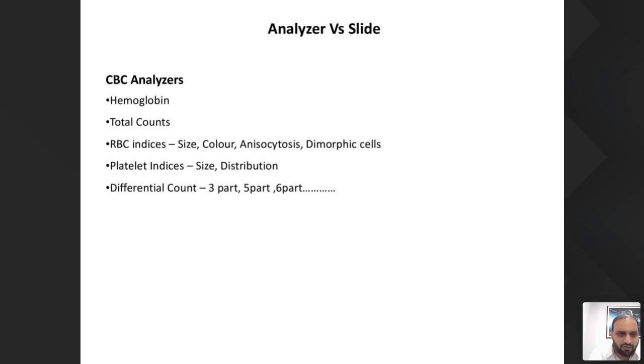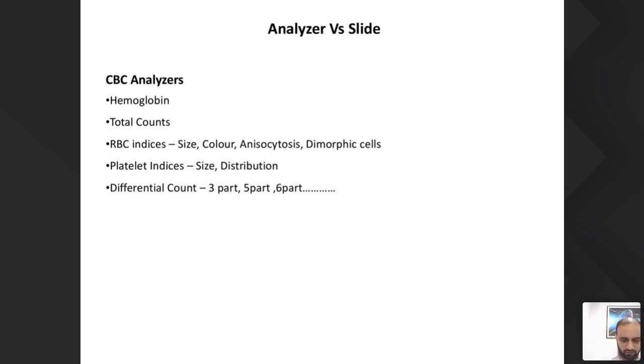So a simple example, everybody knows about it, and that is RBC indices, that is size. Nowadays the ICSH also recommends size. We go around by looking into the MCV. So we know the normal values for MCV in different age groups. Anything less than that, we would call a microcyte. Anything more than that, we call a macrocyte. So this is one thing that comes from the analyzer, and we rarely rely on the slide for that, comparing it with a small lymphocyte nucleus size. Most of us are practicing the same way, I guess, and same are the recommendations.